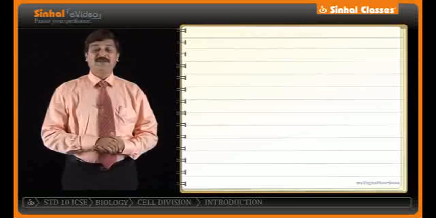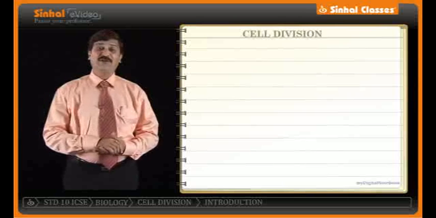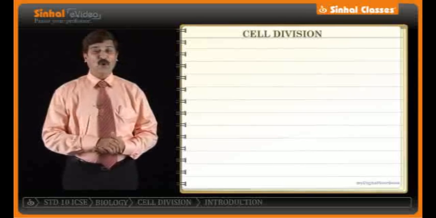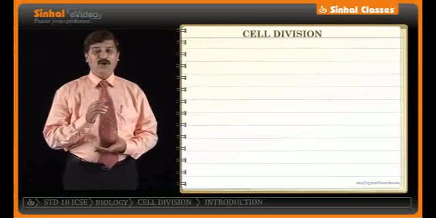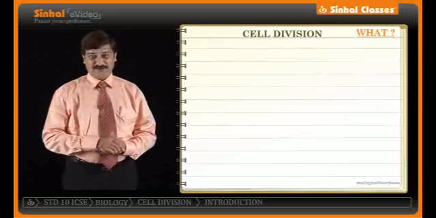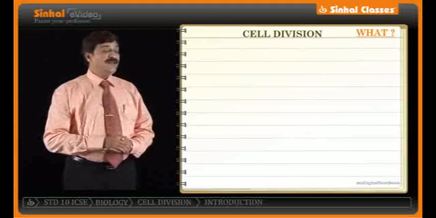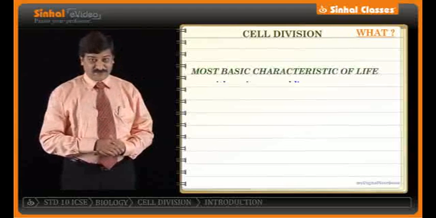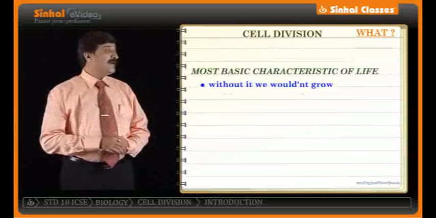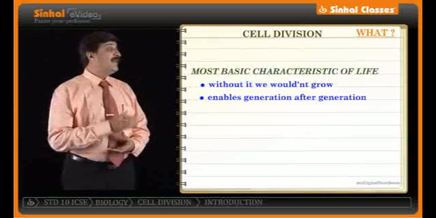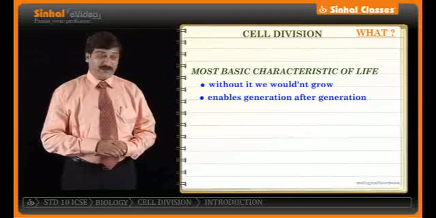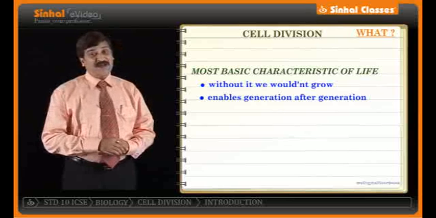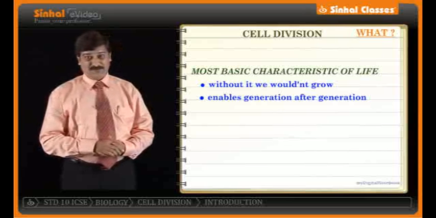Now start with a chapter which is cell division and structure of chromosome. What is cell division? Cell division is one of the most fundamental characteristics of life. This is the method which enables life to perpetuate generations after generations.